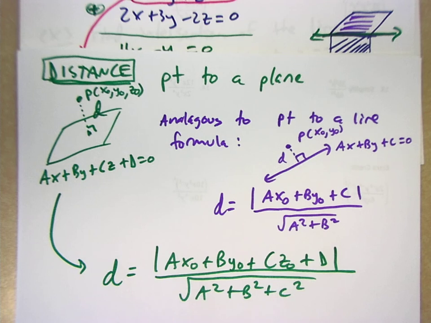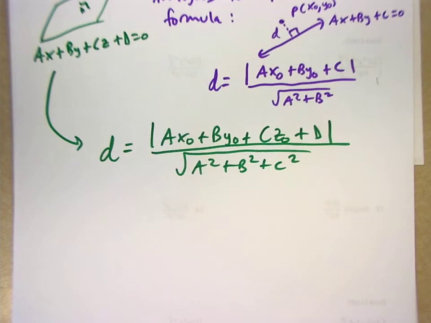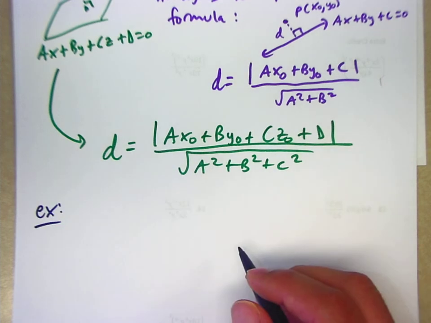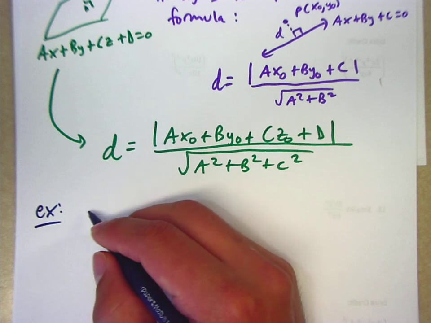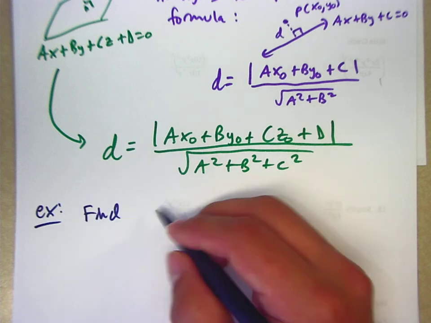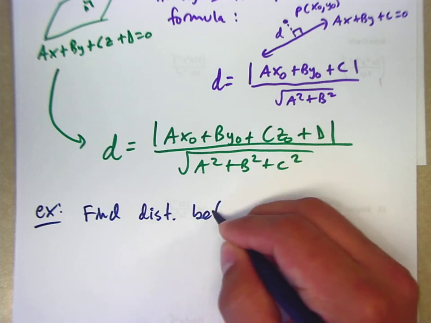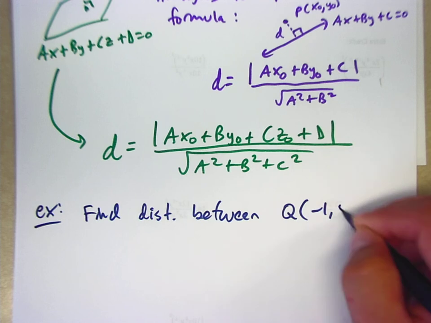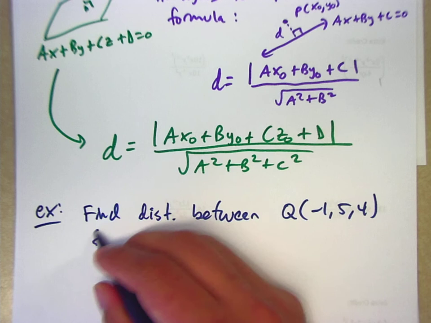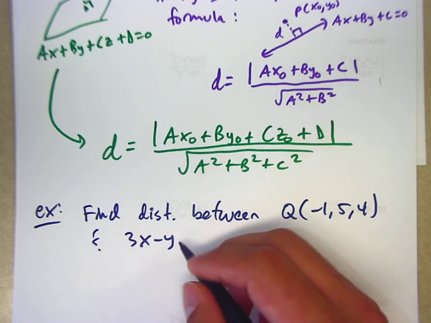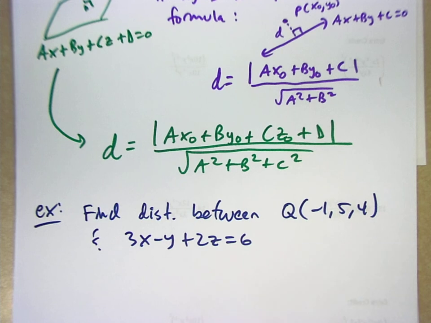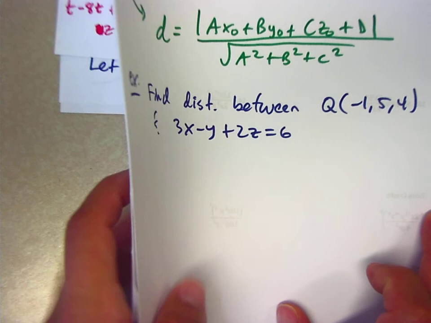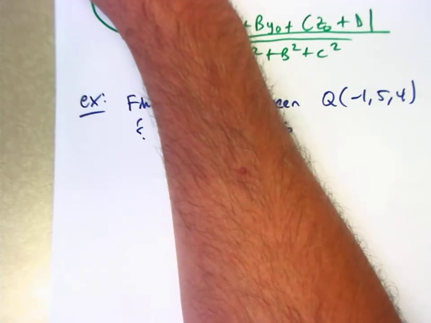Okay, so a couple of quick examples in using this concept. Let's just do a straightforward computation. Let's go ahead and find the distance between, let's say, Q, which is at -1, 5, 4, and the plane 3x minus y plus 2z equals 6. One second here. There we go. Okay.